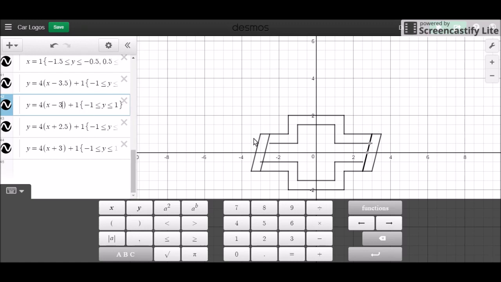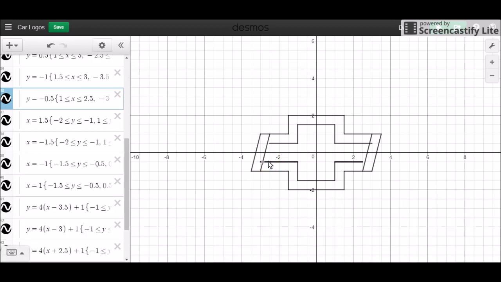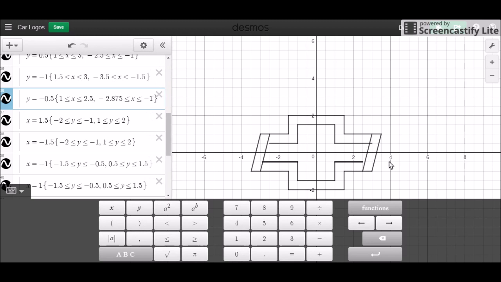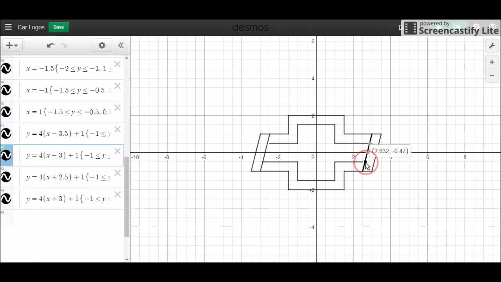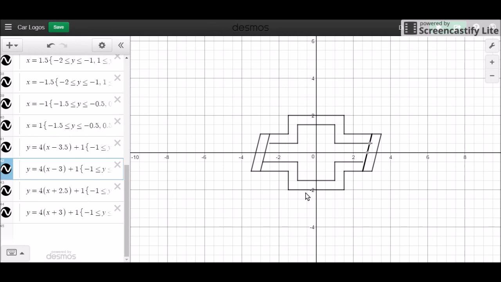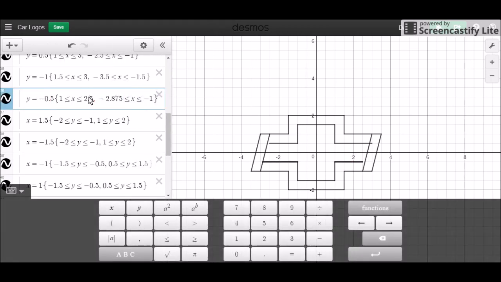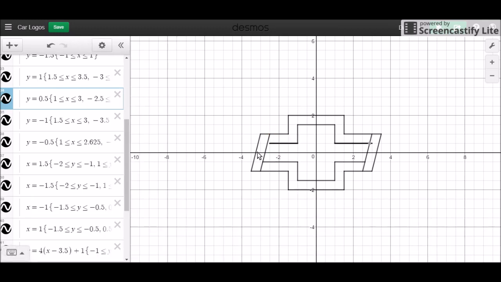There's nothing to worry about, so we can just use the intersection points to adjust where these lines end. This line's going to end at negative 2.875. So we're going to change from this to 2.875. And a point right here is 2.625. So it's a difference of 1/8.